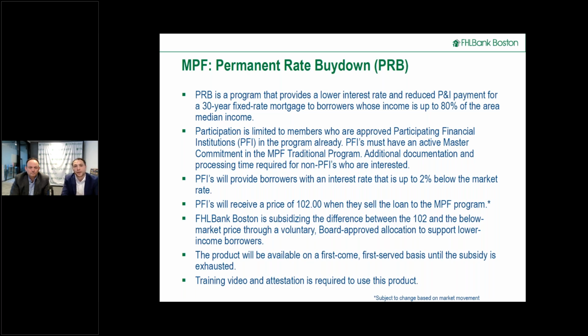I put these bullets there for you because I know you're going to get the slides after this, and I wanted you to have some of the most important pieces of the permanent rate buy down. Basically, you can originate a loan up to 200 basis points lower than the market rate for one of your borrowers that meets income qualifications, and sell it back to the MPF program at market rate and realize a price of 102 when you do. The price of 102 is subject to market fluctuations, but the bottom line is that we are buying loans below market level and paying market price for that loan.